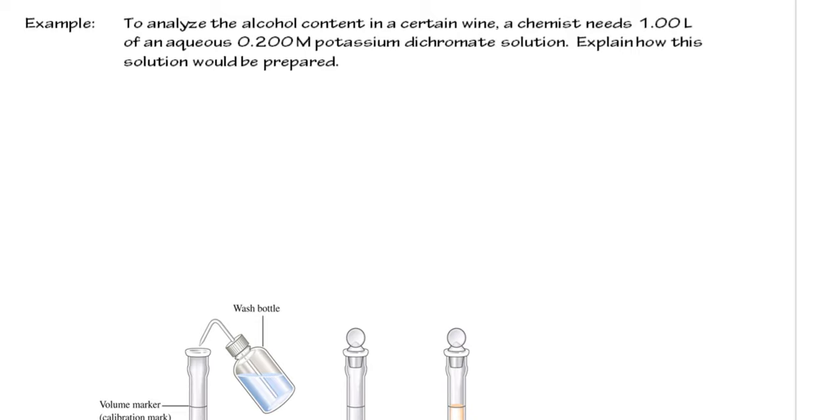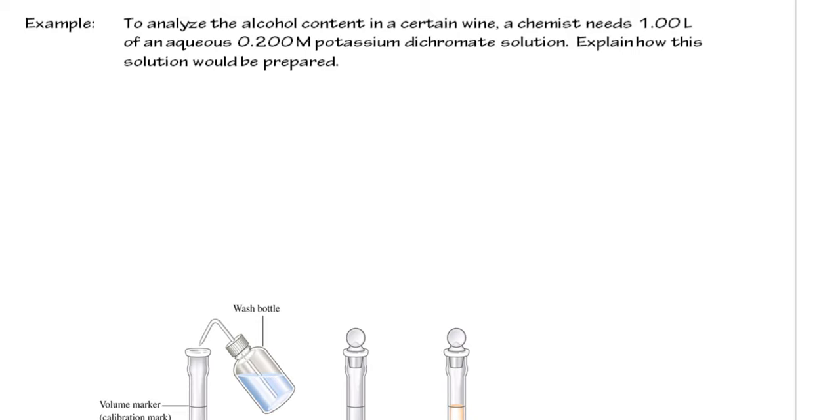All right, so this chemist is analyzing the alcohol content in a certain wine. He or she needs 1 liter of an aqueous 0.200 molar potassium dichromate solution. How are we going to make this thing? Well, eventually we're probably going to use about a liter of water, and we're going to throw some potassium dichromate in there. It's actually a yellow solid. But I don't know how much to use. And if I'm going in the lab, I want to measure my amounts in grams.